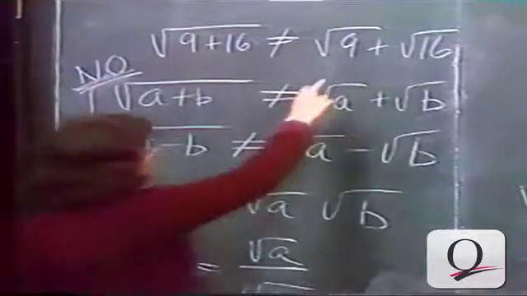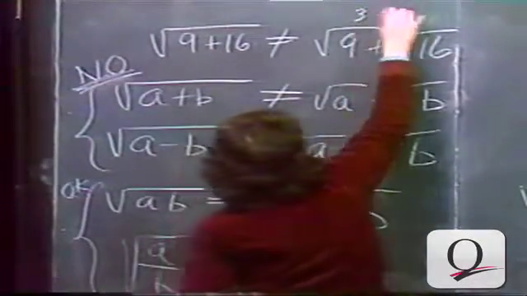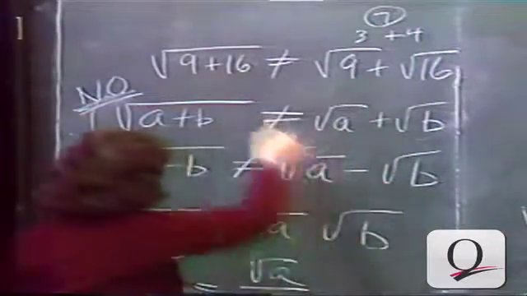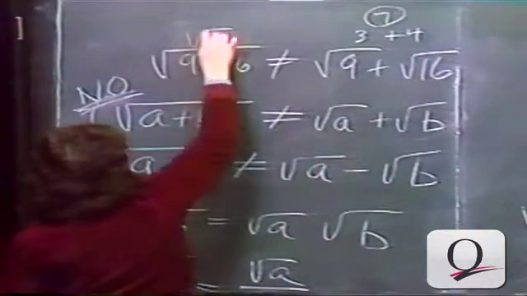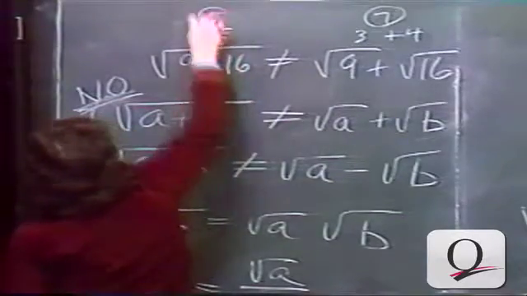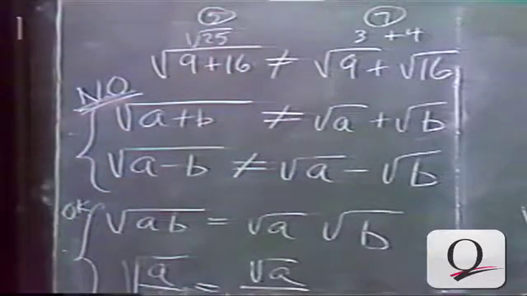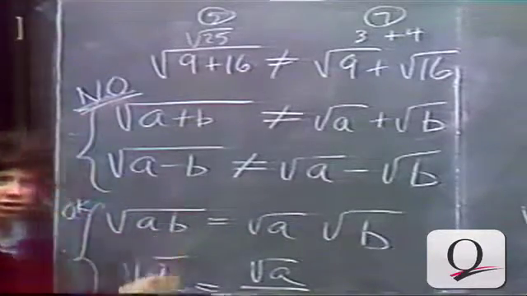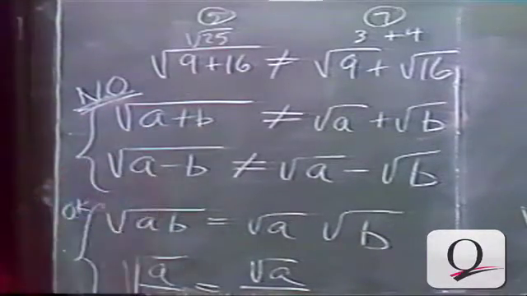You see, the square root of 9 is 3. The square root of 16 is 4. So you get 7 over here. On the other hand, 9 plus 16 gives you 25, and the square root of 25 is 5. So clearly, you cannot break it up over addition. You can do it for multiplication and division, but not for addition or subtraction.